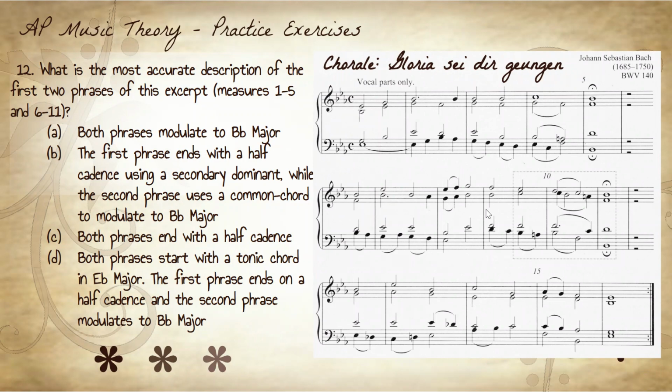Both phrases modulate to B flat major. B. The first phrase ends with a half cadence using a secondary dominant, while the second phrase uses a common chord to modulate to B flat major. C. Both phrases end with a half cadence. D. Both phrases start with a tonic chord in E flat major. The first phrase ends on a half cadence and the second phrase modulates to B flat major.